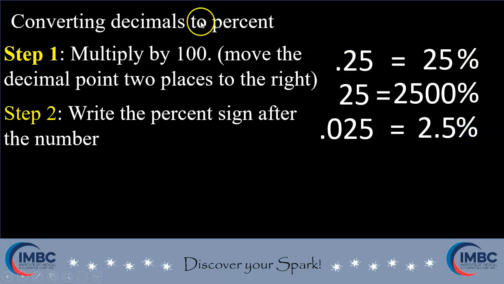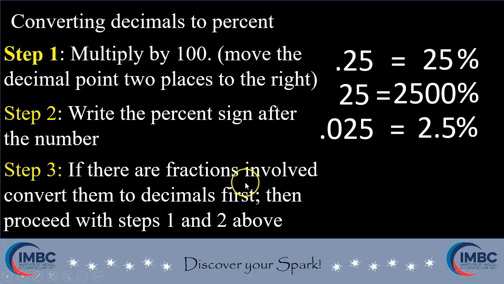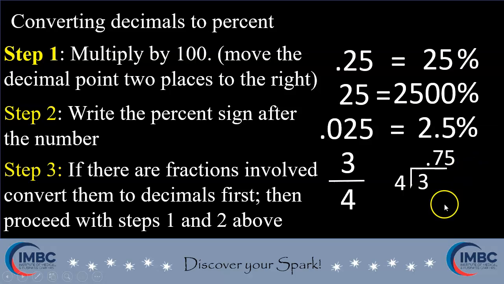Add the percent sign. We have a step 3 if there's a fraction involved. So if we have a fraction involved, we cannot take the fraction immediately to a percent. So the first step is converting that fraction to a decimal. We looked at how to do that last week. So just a quick reminder, it would be 3 divided by 4. The decimal would go up. We do the division. We get 0.75. Now that we have a decimal, same thing. We move the decimal place 2 places to the right, get the 75, add the percent sign.